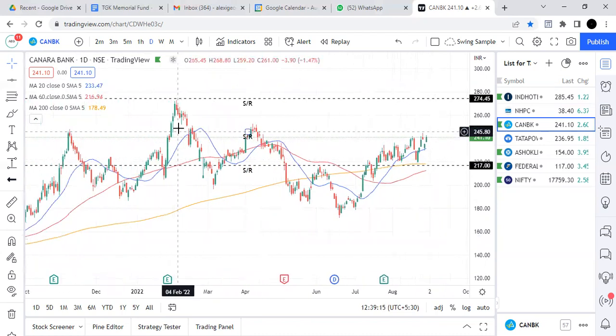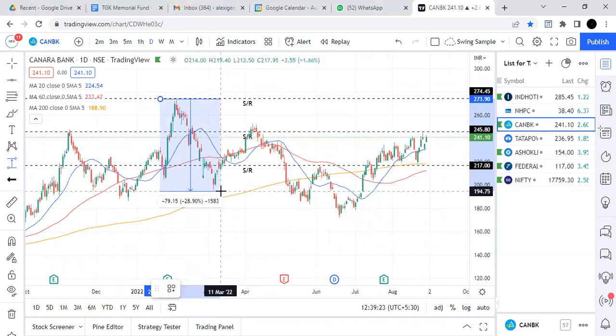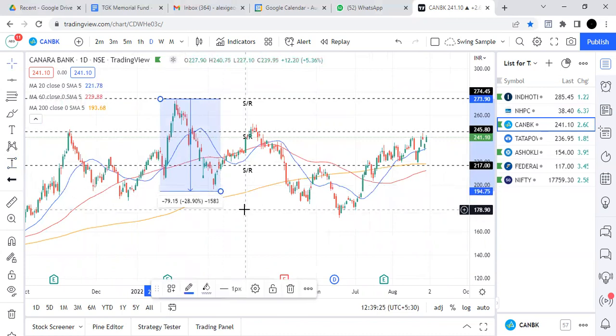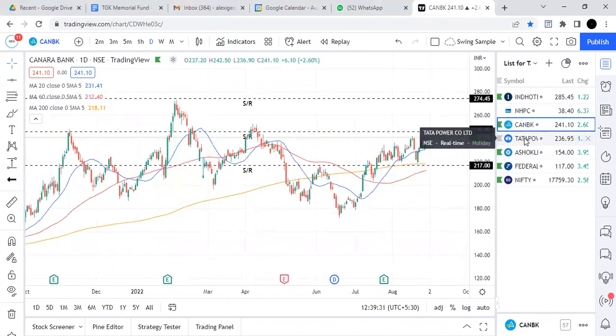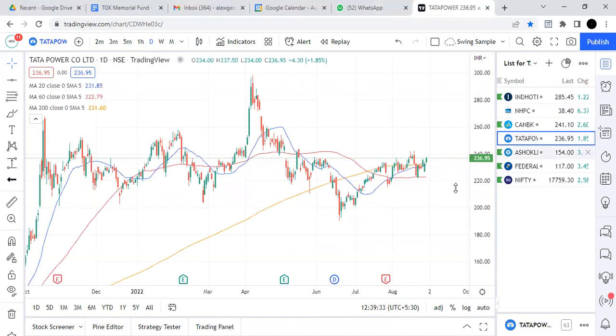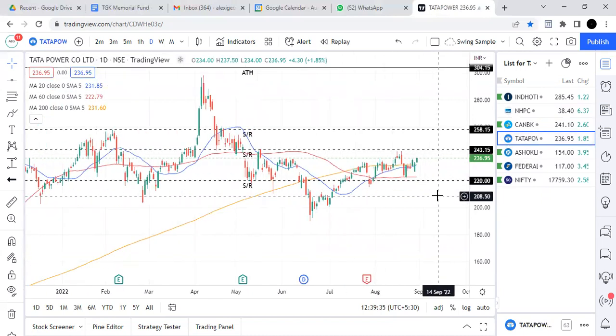Okay, look at this. If you had entered at this resistance level, and it had gone down, I want you to see how much of a loss it would have been. Look at that. That would be about a 28% loss. At a loss like that, many people don't want to sell and they hold on, thinking that somehow it will come back up again.